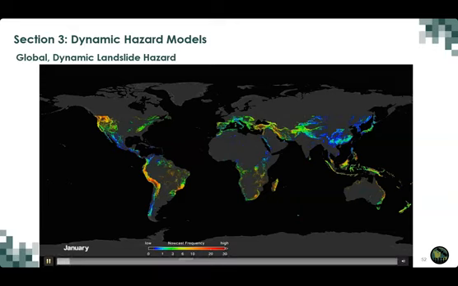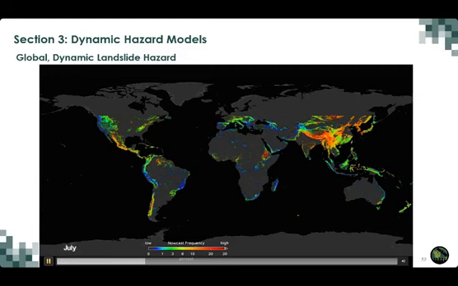So here you can see the dynamic changes in the landslide nowcast. This is actually from the first version of this model, but you can see that as time goes on, particularly in the Northern Hemisphere summer that we're coming to now, there is an increase in the frequency of nowcasts, particularly in the Himalayas, but also in other parts of the world.